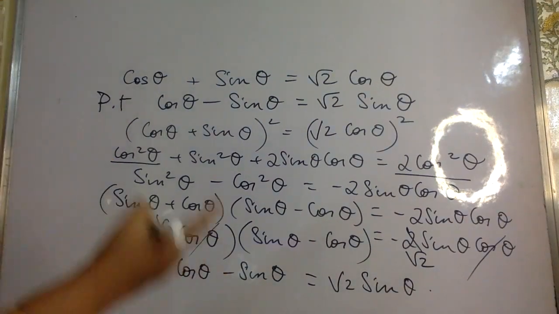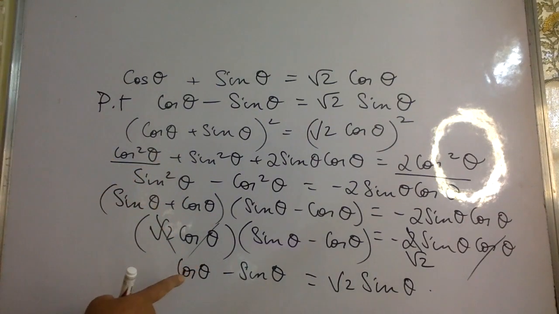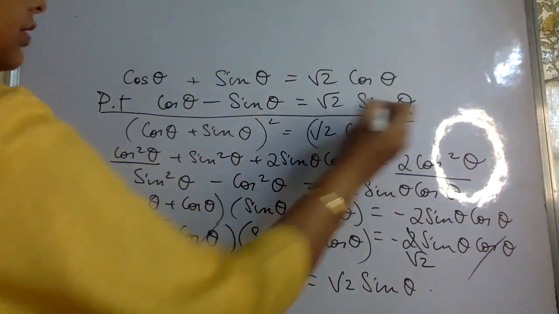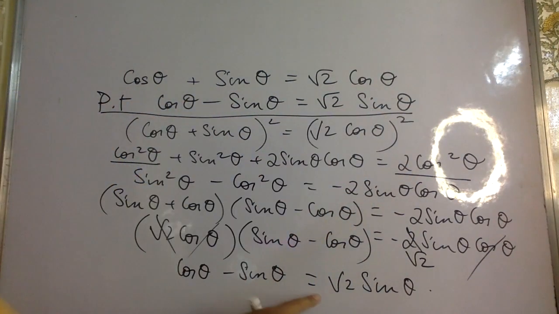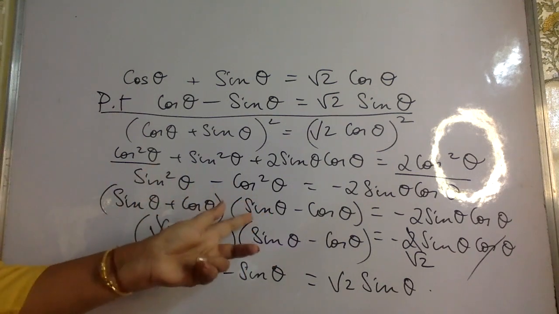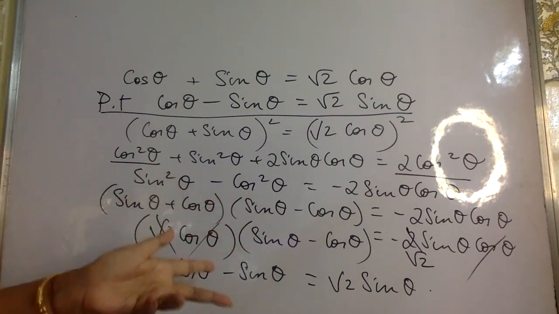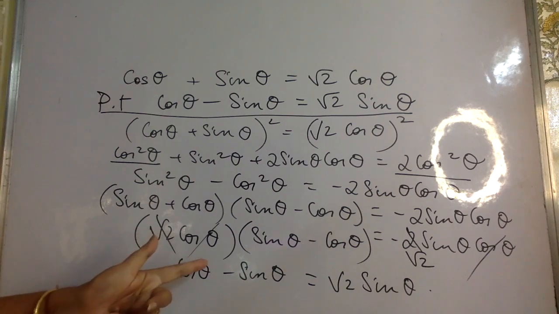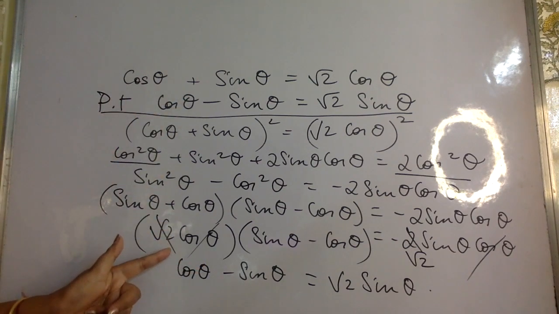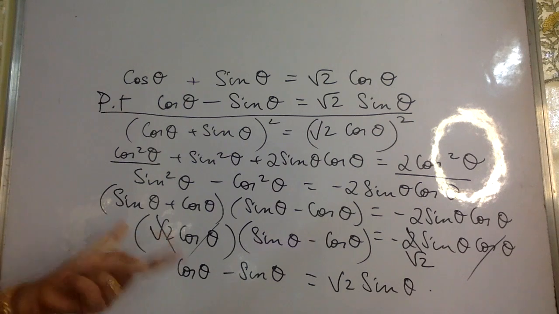So we have got what we wanted. We have got this statement now: cos theta minus sin theta is equal to root 2 sin theta. So what is the trick involved in this sum? The trick involved is the squaring, and the trick involved is also this using of identity, also substituting the original expression here. All this is the tricks of this question.